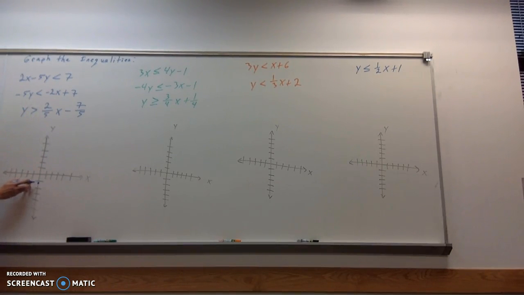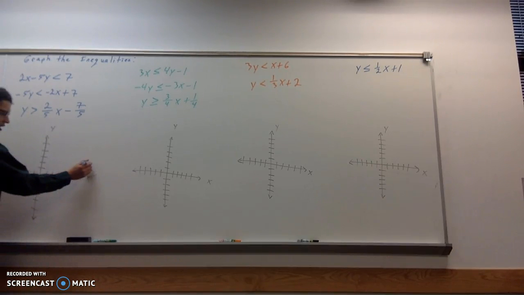Now when I go up 2, I'm not saying go up to the next hash mark, okay? I'm going up 1 unit, or 2 units. So I'm going up 1 unit to here, and then another unit to right there. So I go up 1, 2, and then to the right 1, 2, 3, 4, 5. Right about there, okay? Now, it's greater than. Notice it's not greater than or equal to. That means I'm going to use a dashed line.